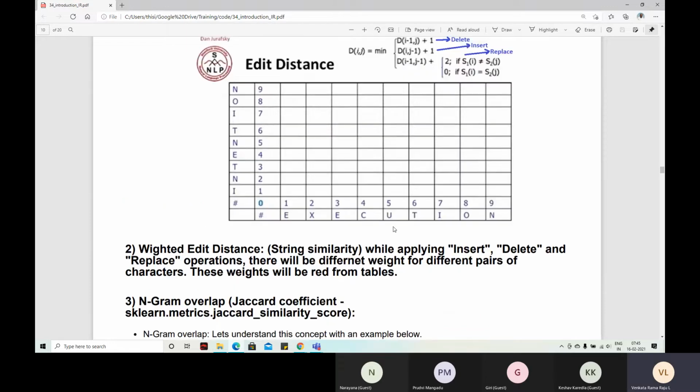In weighted edit distance, you will give different weightage to insert operation, delete operation, and replace operation. For different pairs of characters also, you can give different weights. That way, the distance measure is going to be more contextual. Depending on the domain and the problem we are trying to solve, we may have to give different weights to different characters also.